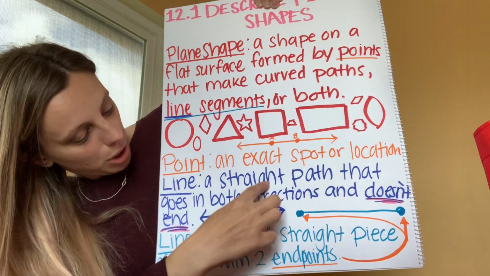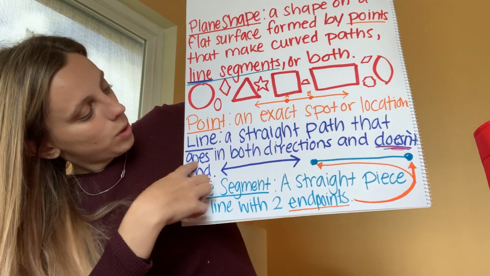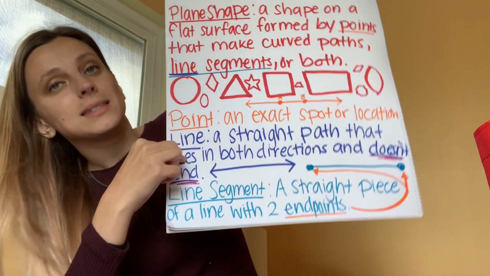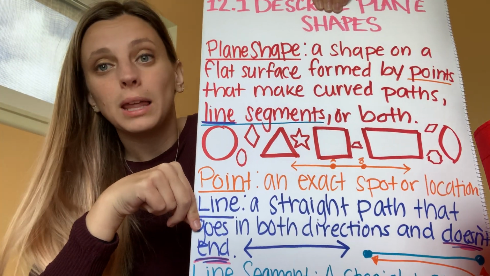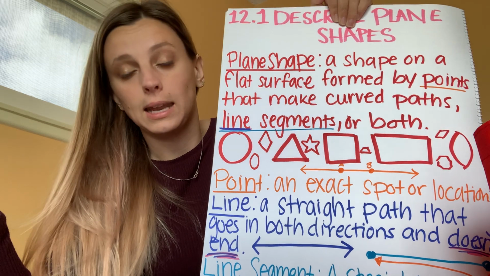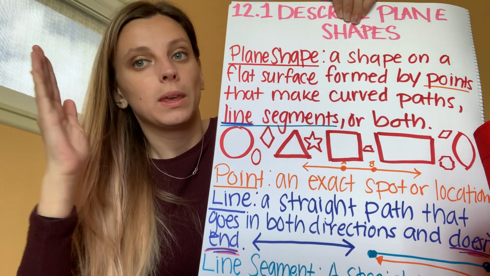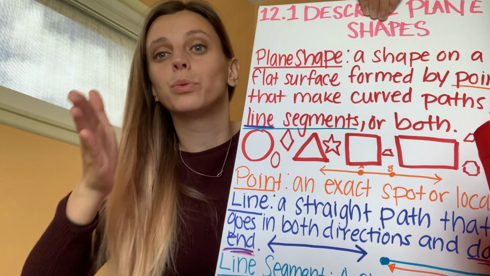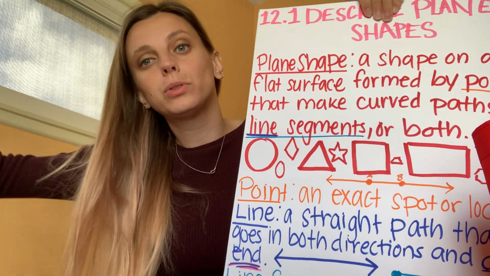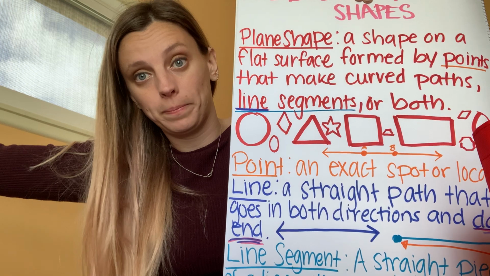A line is a straight path that goes in both directions, and it doesn't ever end. So when you think of a number line, it goes on either way and it doesn't end. So I could go 5, 6, 7, 8, or I could go back from 5 and go 4, 3, 2, 1, but both directions go on forever.